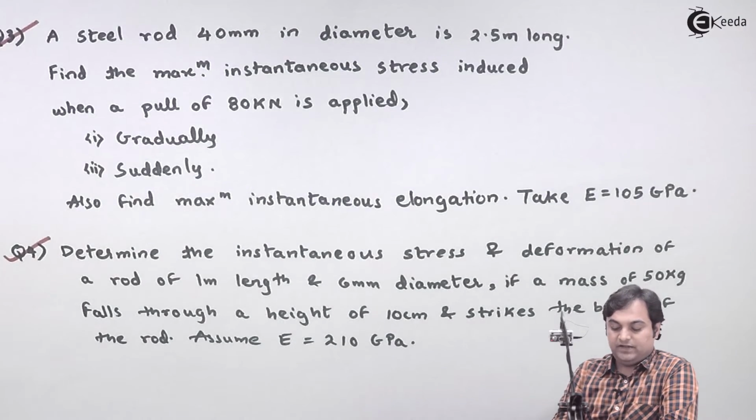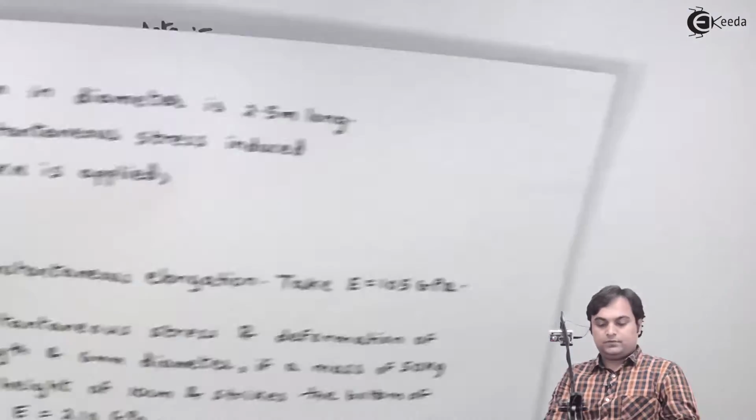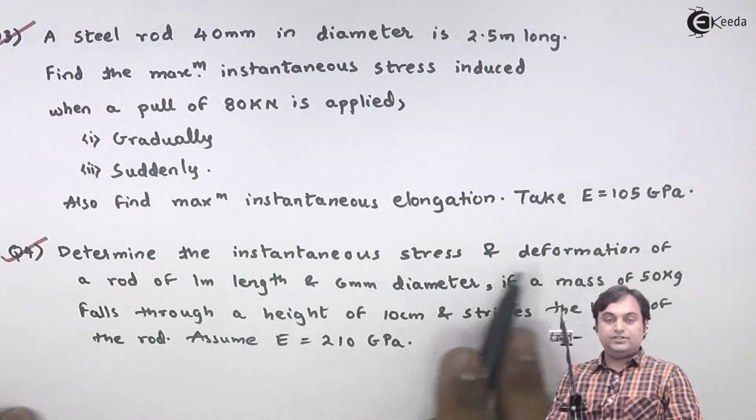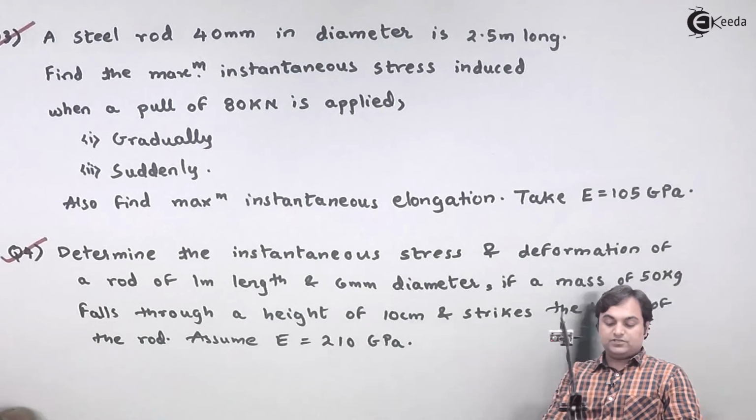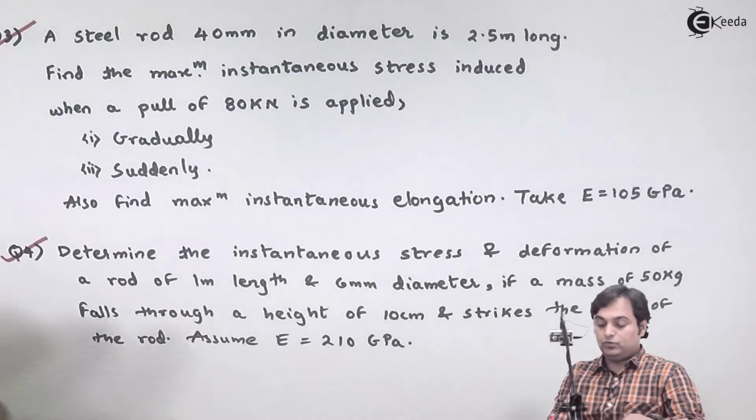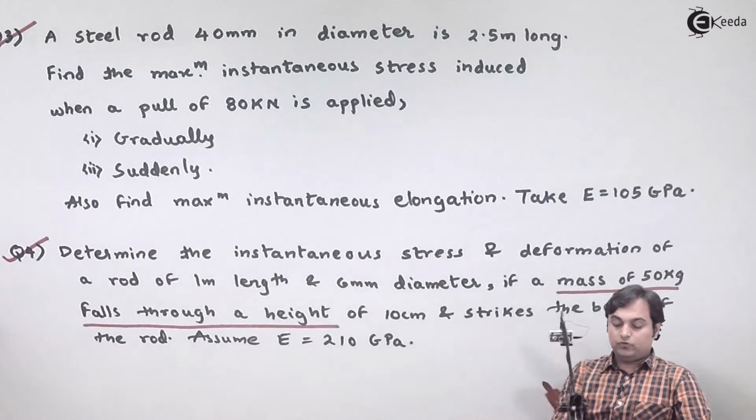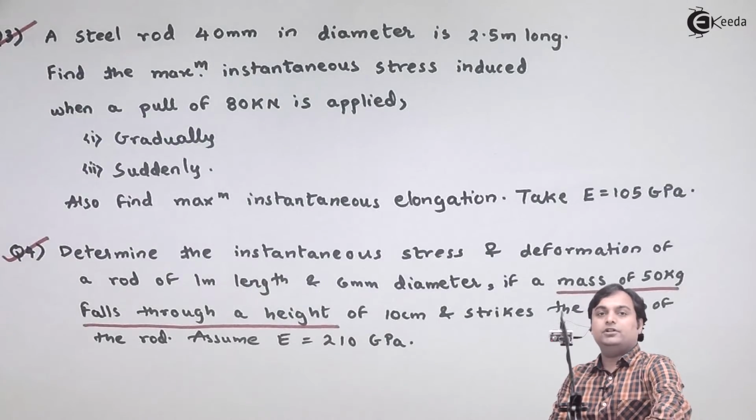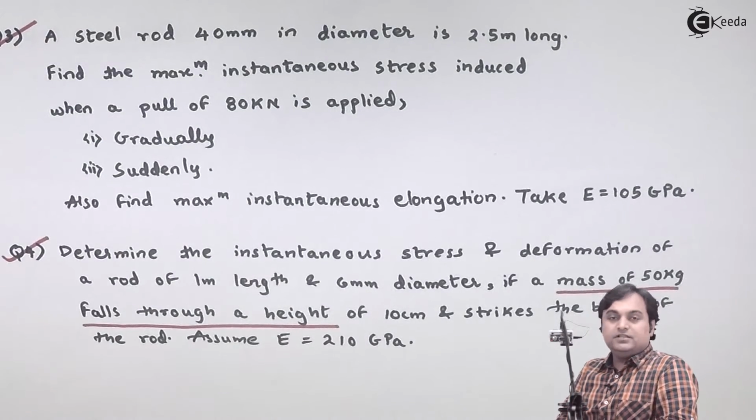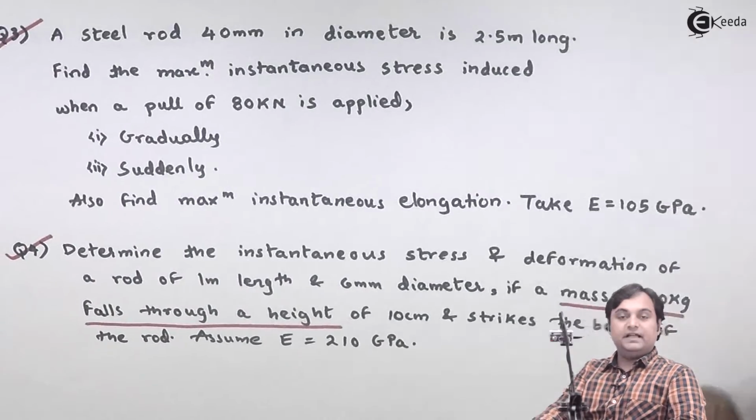Based on this question, I will write the data and try to understand which one of the 3 conditions is applicable here. Here we have to find the instantaneous stress and deformation of a rod. If a mass of 50 kg falls through a height, see here mass is falling through a height. So whenever the mass is falling through a height, this becomes a case of impact loading. That is the third kind of load. So I will draw the diagram for this.